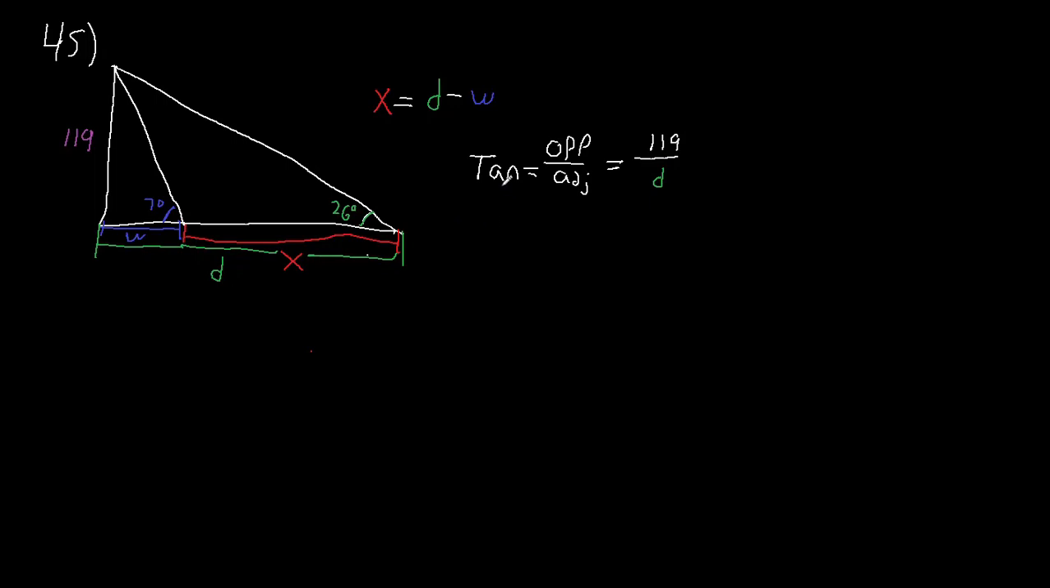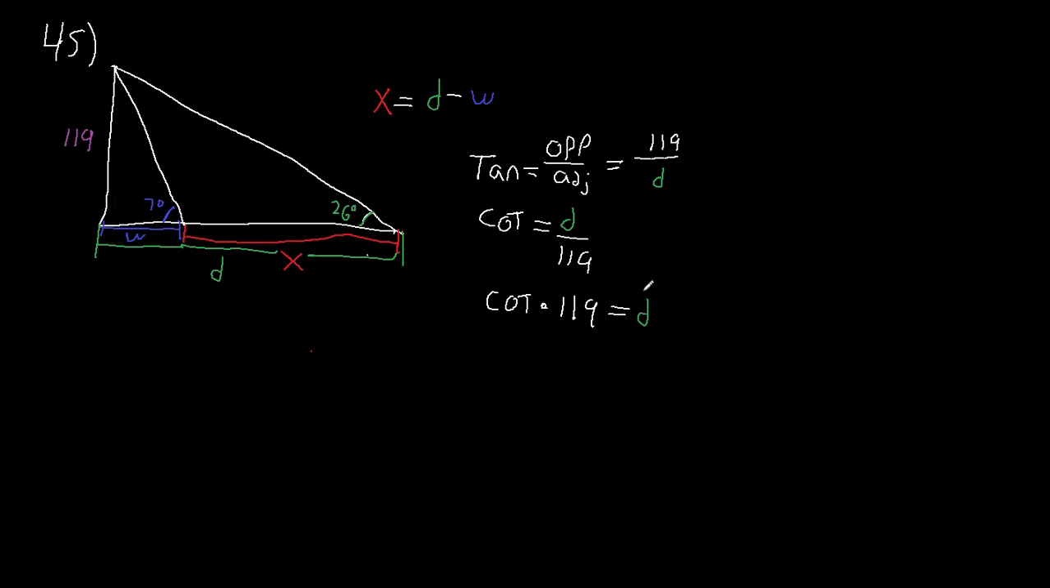Now that I know this relationship, I say, okay, I'm going to flip this. And if I flip this, I'm going to get the cotangent. So the cotangent is going to be, in this case, D over 119. So the cotangent times 119 is going to give us our D.